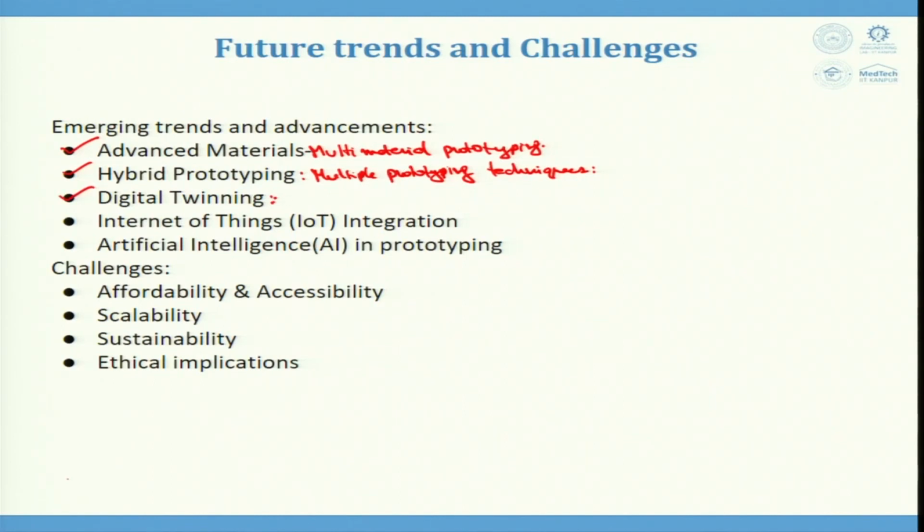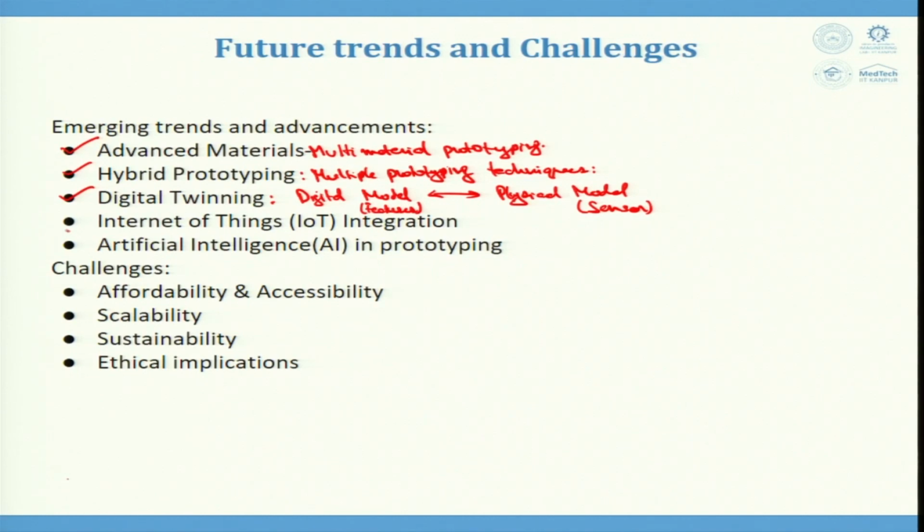Digital twinning. Digital twinning is utilizing digital models to simulate and optimize prototypes before physical production. That means we get a digital model which is similar to the physical model. So, whatever happens to our physical model, the same would be reflected in the digital model, and sensors are put in the physical model, so that any change in heat, in physical condition that happens to the physical model, is also shown in the digital model at its features.